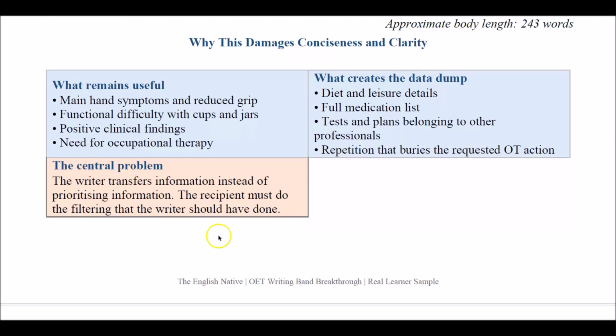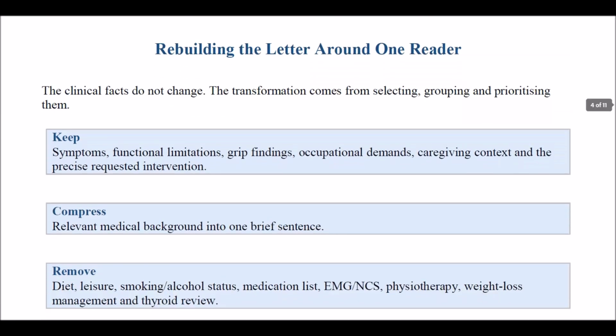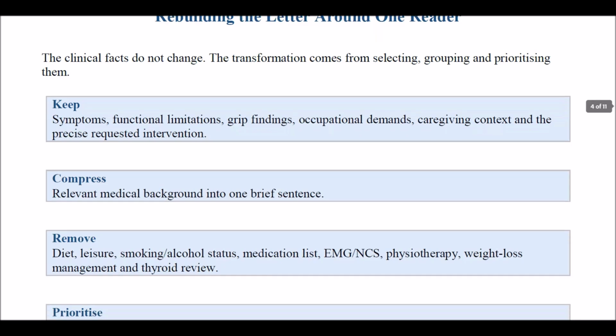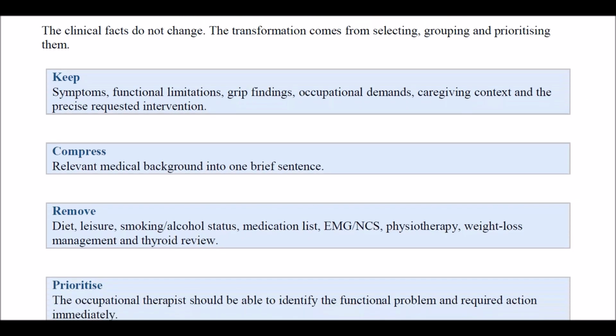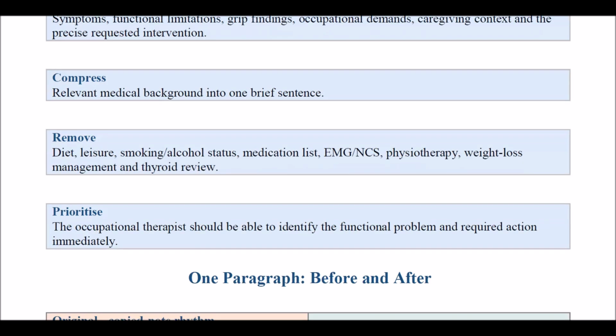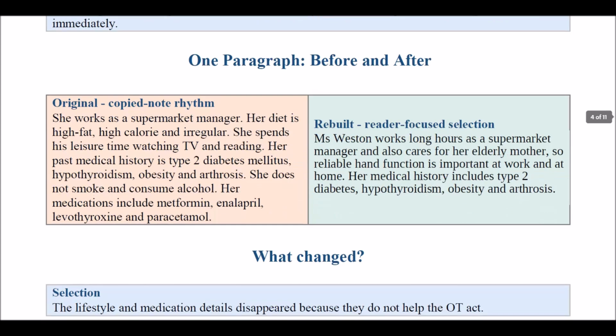Now, like it says, why it damages it. So there's some useful stuff, right? We can use this, but the data dump, we don't need it. The problem is they're not prioritizing and filtering. So let's have a look, see what we can do with this. As we've said, we keep the symptoms, the limitations of caregiving, we compress the background into one sentence, remove diet, etc. Let's just have a look.